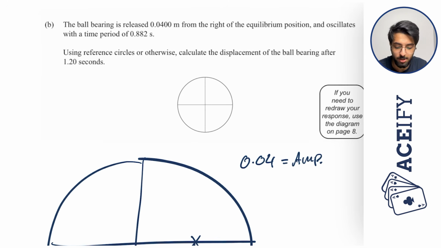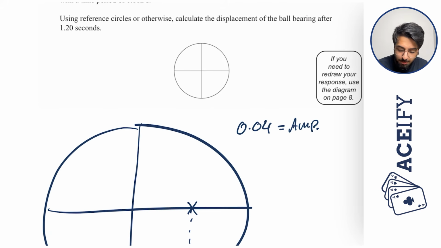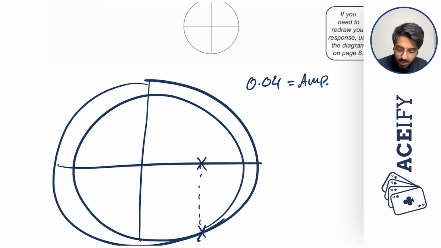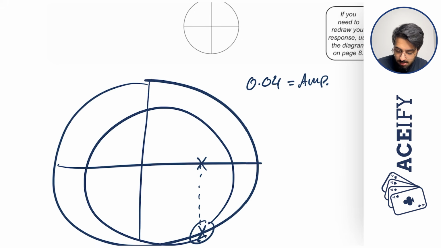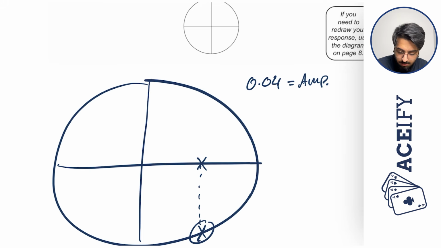We have a time period of 0.882 seconds, and we're trying to find the displacement of the ball bearing 1.2 seconds after. So therefore, we know it's going to complete 1 full rotation and then some after we take the calculation. So it's probably going to start from here, come around, back here, and end up probably around this point right here. So let's put that, there we go.